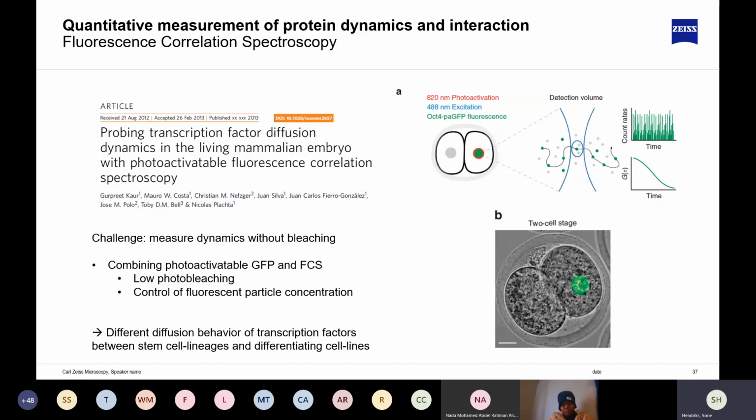Here you can see an example of monitoring TF diffusion dynamics using FCS in combination with photoactivatable GFP. Using FCS helped the researchers identify that the diffusion dynamics can vary for different TFs and stem cell lineages, giving them insight into the behavior of single protein molecules.